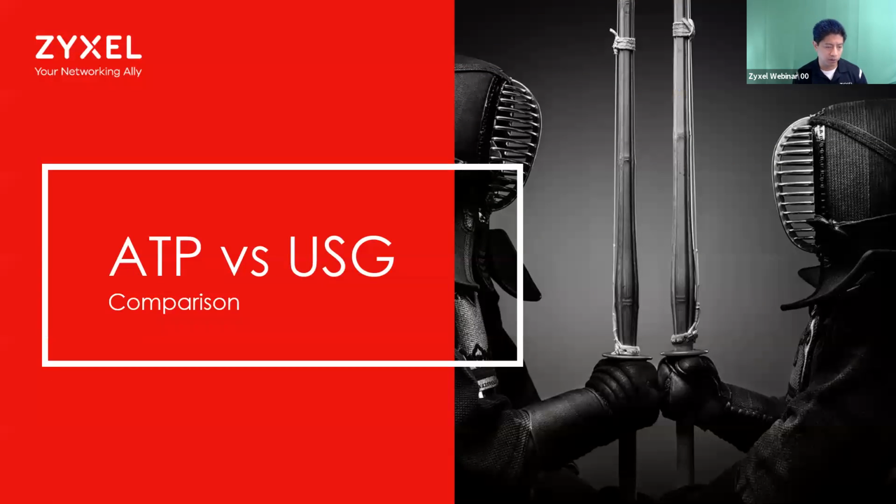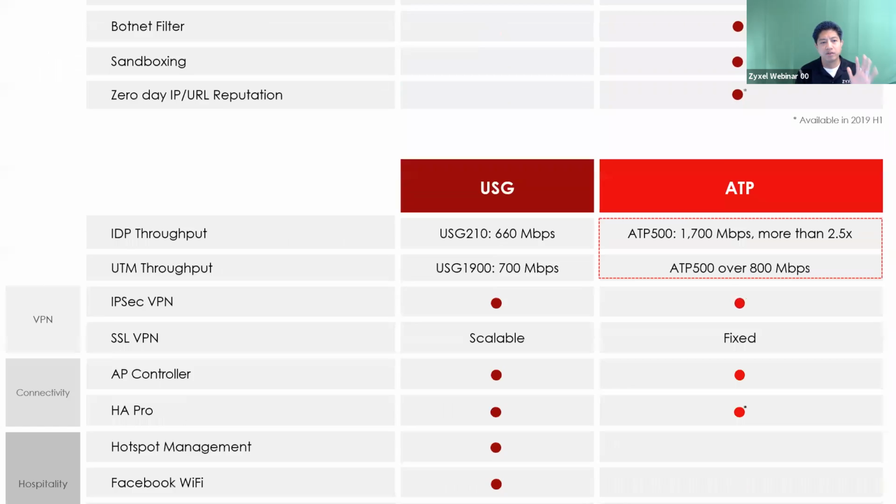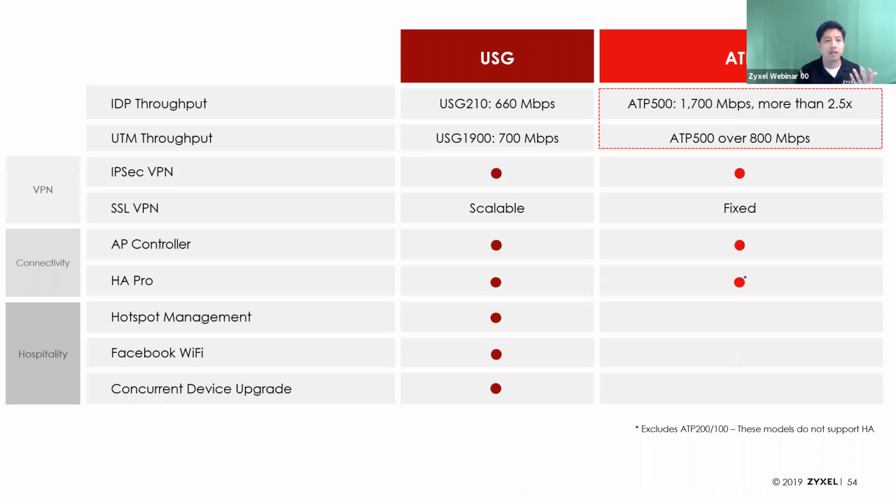Now, what's the big difference between the ATP and the USG? Well, there are a few things. Obviously, the ATP is a newer hardware platform and it has more feature functions. So depending on what your actual needs are, if you don't care so much for like a botnet filter, sandboxing, and reputation kind of functionality, then you could still go with the USG. But I think the more important aspect of the feature difference is the throughput. So the UTM throughput, the IDP throughput is massively different, right?